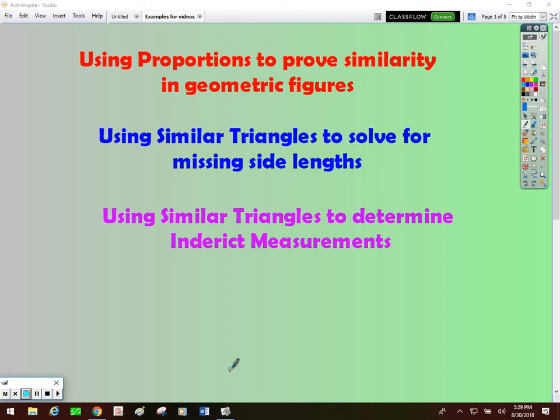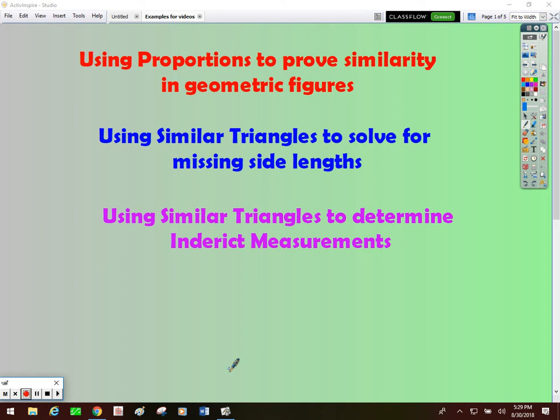So basically, you're looking at an identical copy, like a cut and paste. If you're cutting and pasting something in Word, what you usually have is a copy. So what we're going to do today is use and find similar, but we're going to do it with triangles. We're going to use it to find proportions to prove the similarity in geometric figures. So instead of doing it visually, we're going to do it mathematically.